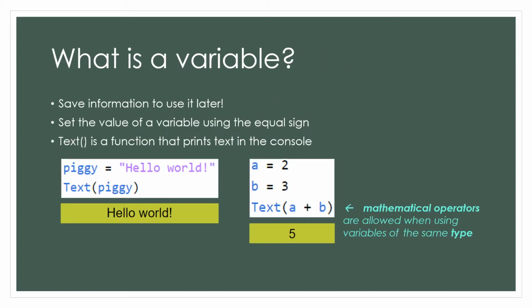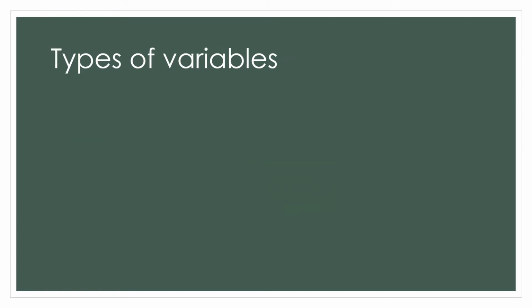This brings us back to our example we were just looking at. It is noted here we can use mathematical operators on variables of the same type. So what are variable types? There are 4 types we will cover here. Note these are not all possible types, and other languages may call them something different.